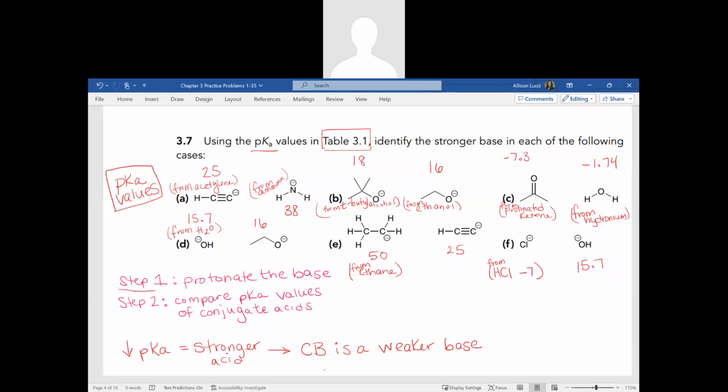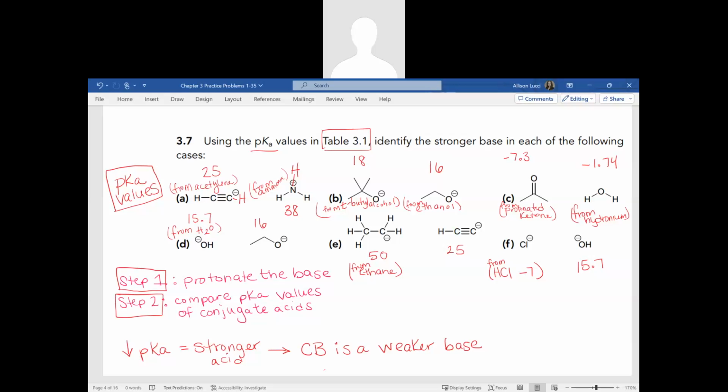In step 1, we're told to protonate the base. In that case, we would have acetylene here. And here, if we protonated this, we would have ammonia. So that's what you see written in parentheses there, the resultant conjugate acid to the base that's given. Then in step 2, we're going to compare pKa values from table 3.1 of these conjugate acids. For acetylene, we have 25, and for ammonia, we're given 38 on the table.